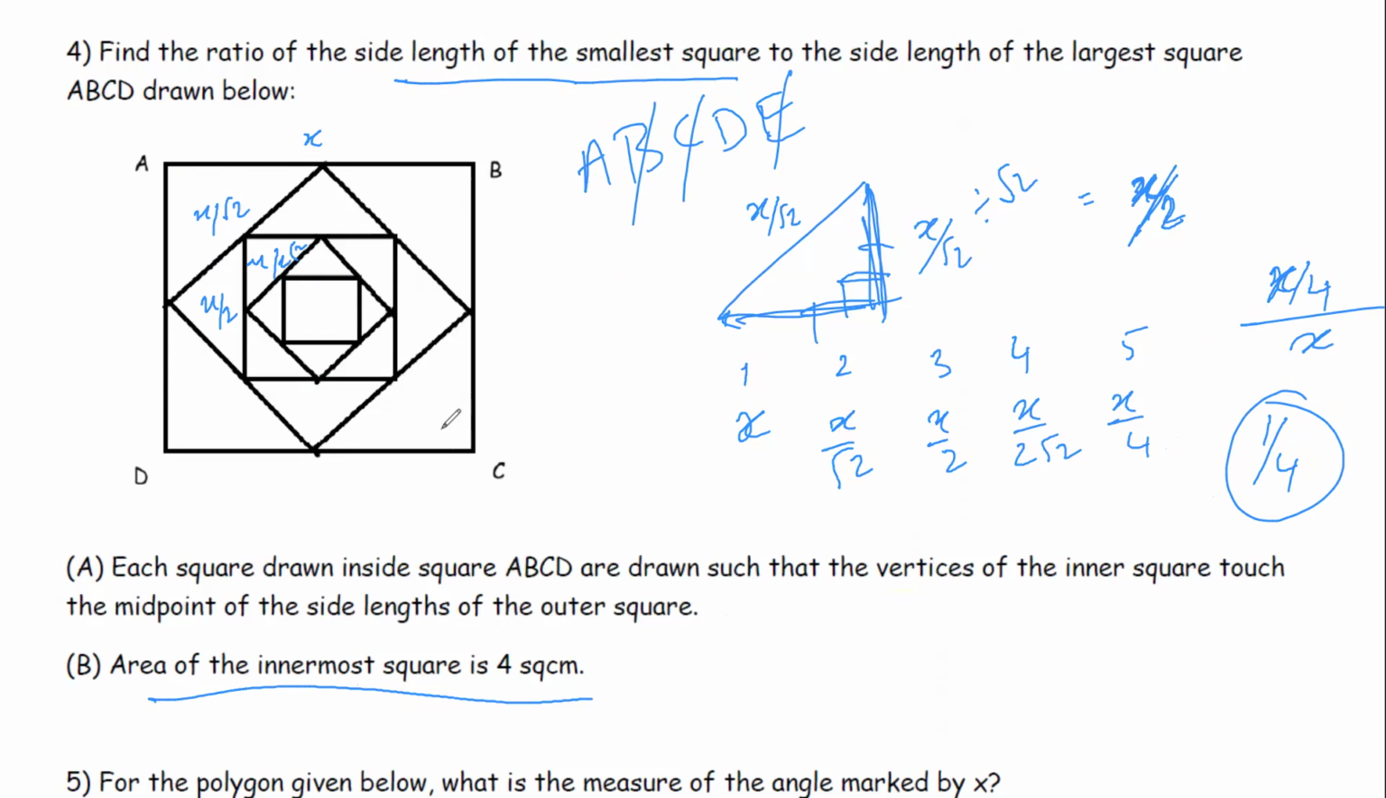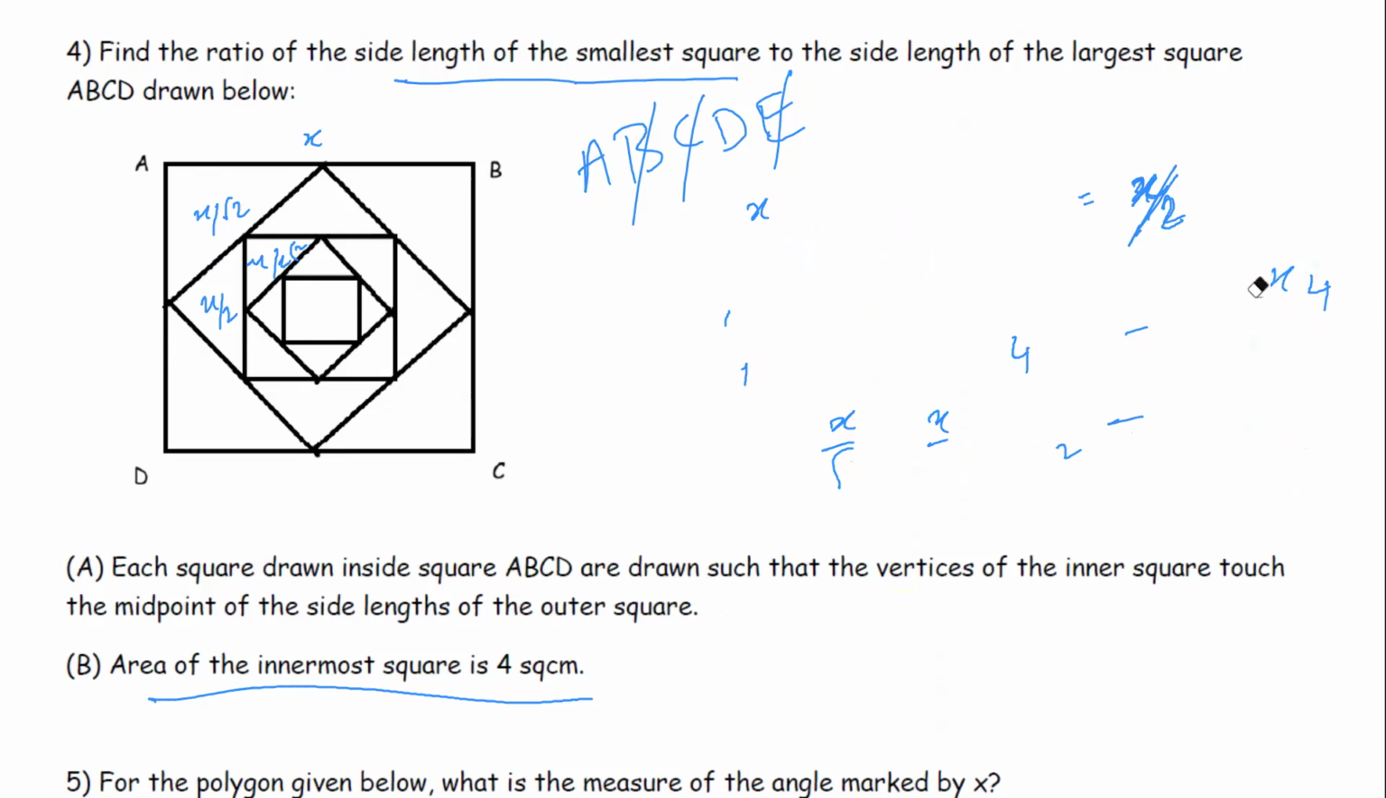Okay, now this is a tricky one, right? If the area of the innermost square is 4 square centimeters, remember one thing, that we do not know how the inner squares are drawn. Like in the first statement, they've clearly stated that the inner squares are drawn by having their vertices at the midpoint of the outer square, and that's how the squares go.